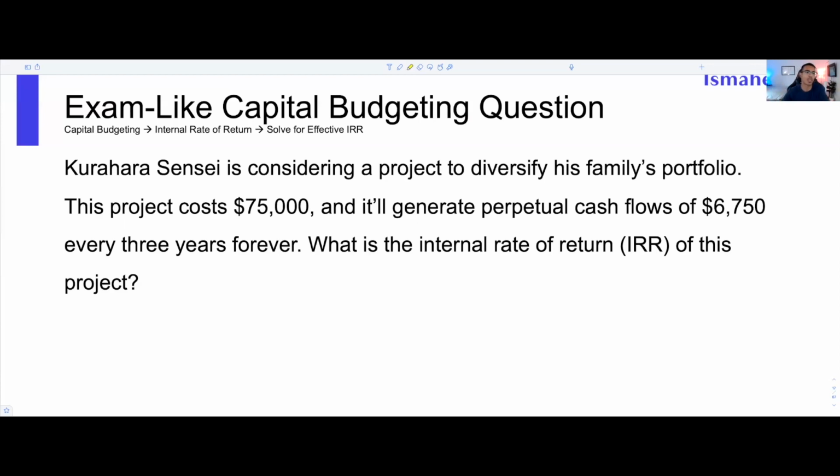So let's go. Kurahara Sensei is considering a project that diversifies his family's portfolio. The project is going to cost $75K, and it'll generate perpetual cash flows of $6,750 every 3 years forever. So this is already getting kind of strange. And with that, we want to find the internal rate of return of the project.